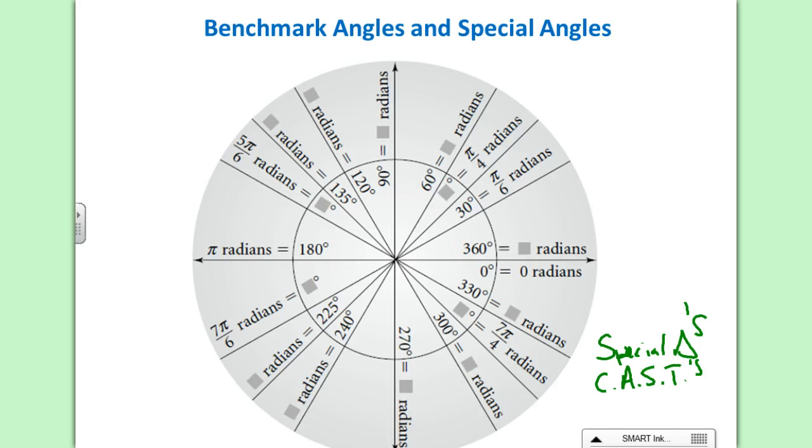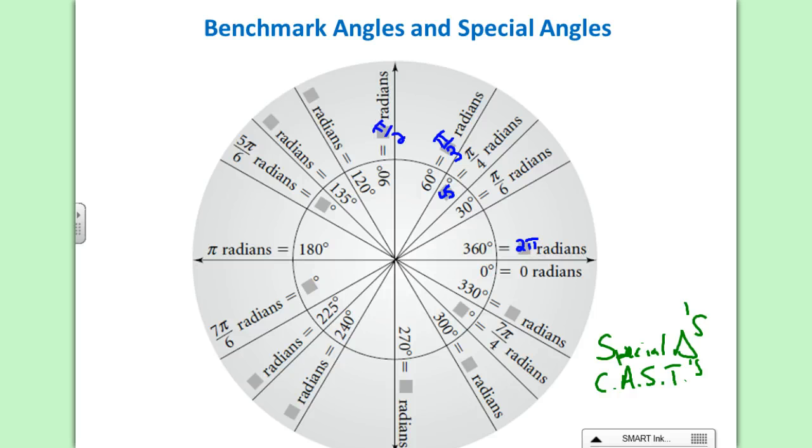So first off, our benchmark angles. 360 degrees. I want you to go around and complete this and then come back and look at it after, all right? Don't just copy it. So, for example, 0 is the same thing as 2 pi radians. 30 is pi over 6, and 45 degrees is the same as pi over 4. 60 degrees is the same as pi over 3. I don't want you to memorize these. I want you just to know these. 90 is the same as pi over 2.